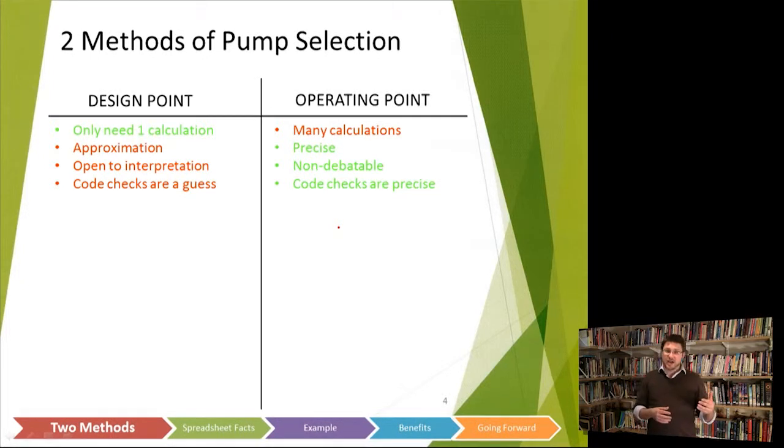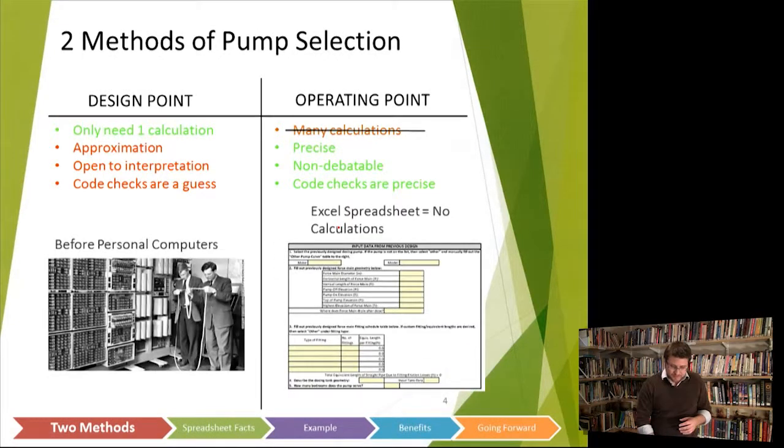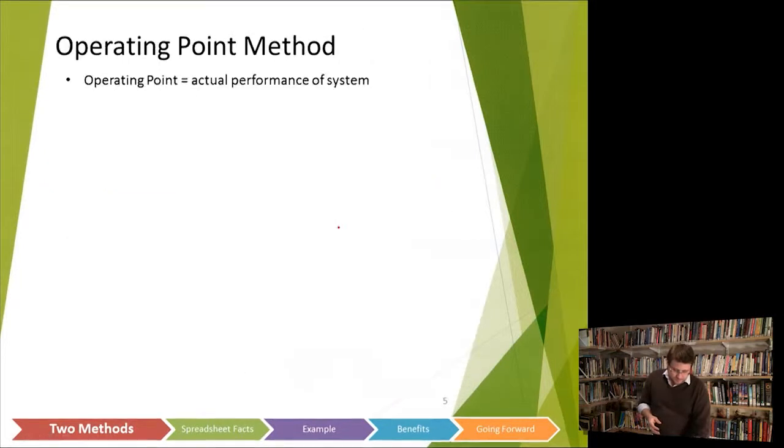The negative of the operating point method is that it requires many calculations. However, one can create a spreadsheet that would essentially make no calculations, or the user would have to do no calculations to use the operating point method, and that's what I've created here.